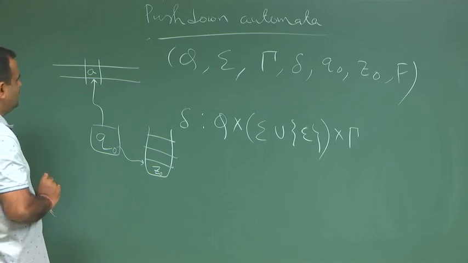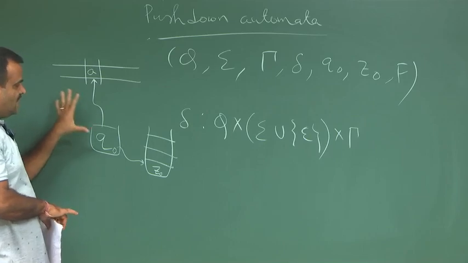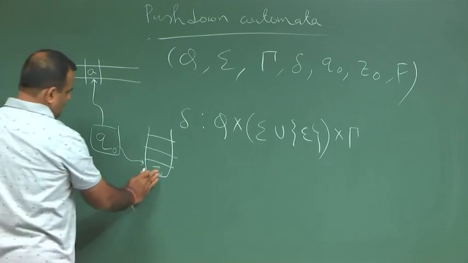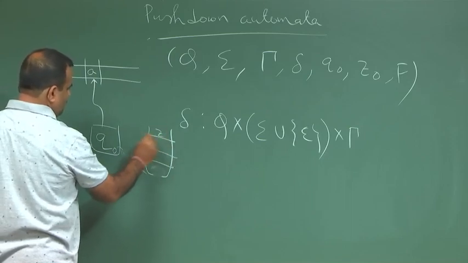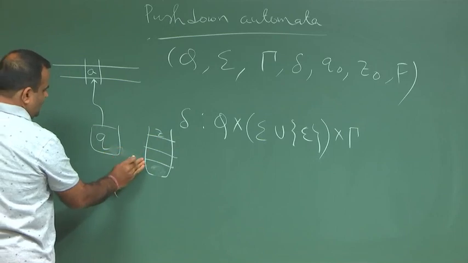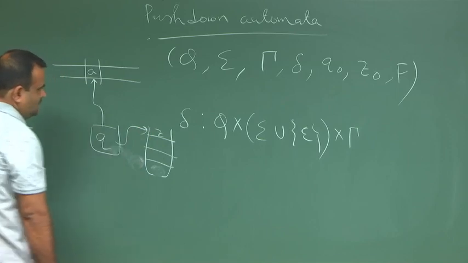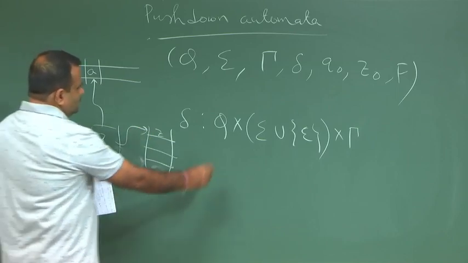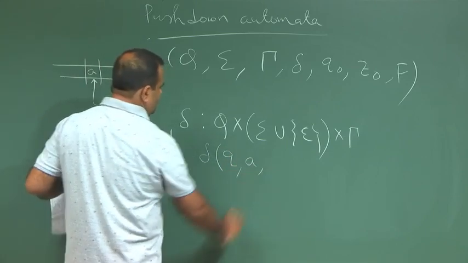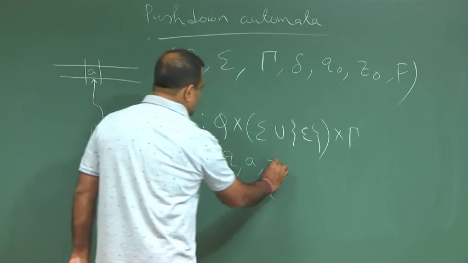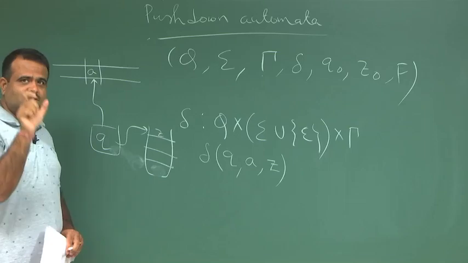which is initialized by Z0, and the initial state is Q0. This is the situation initially, and initially nothing is there in the input. Suppose A is the input. After that we have some stack symbol, like Z is the top of the stack, and our state is at some time Q. So this is a function of a state Q, an input alphabet A, and a stack symbol Z. The stack symbol comes from here, and Z0 is the initial position.